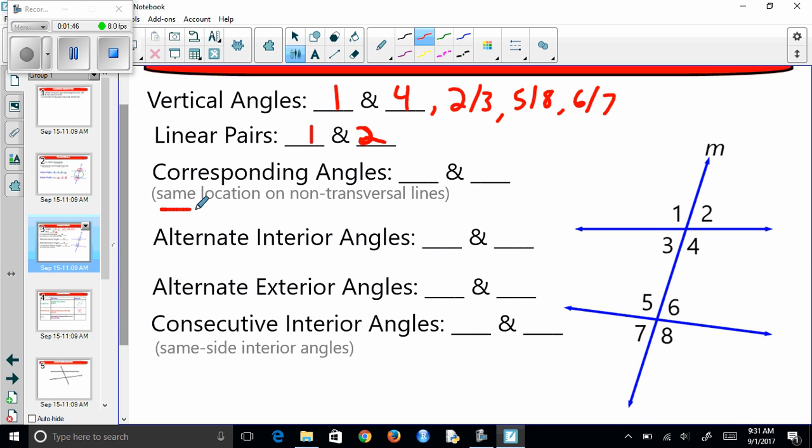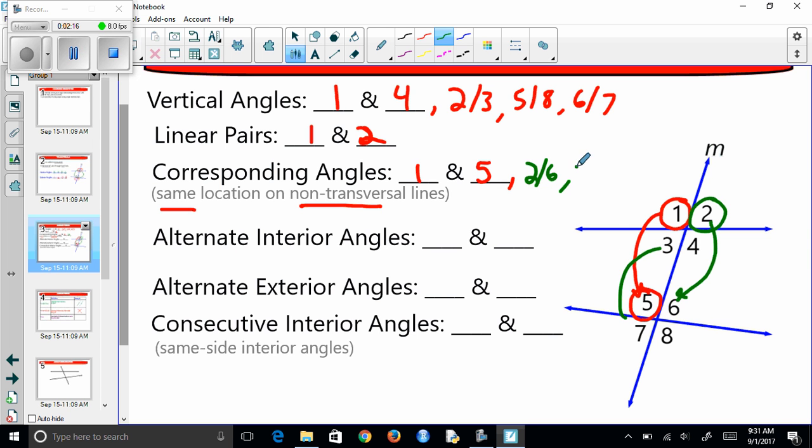Now corresponding angles are in the same location on the non-transversal lines. So 1 is up in this set of 4. What does it correspond with down here? Well, 1 corresponds with 5. So 1 and 5 are called corresponding. Now I'm going to list all the other ones just so it makes sense to everybody. 2 is in the upper right, and that's going to correspond with 6. Also, 3 is going to correspond with 7, and then 4 and 8. Those all correspond with each other.